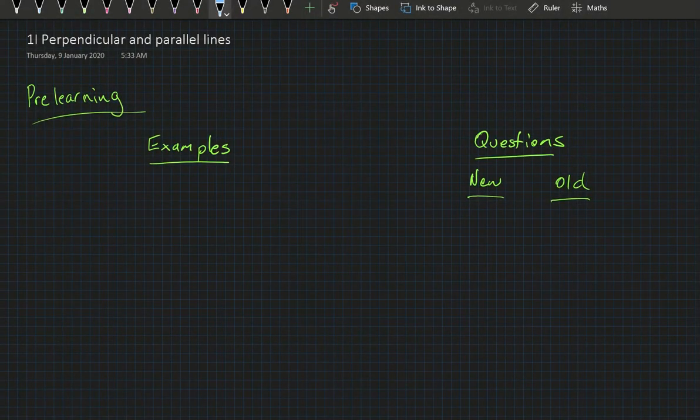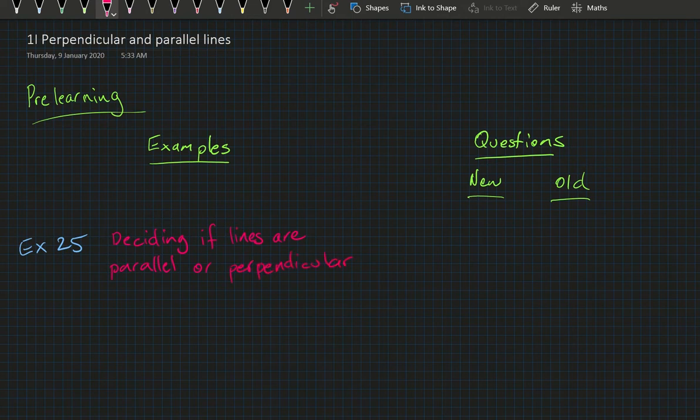Hi class, welcome to exercise 1I, where we're going to learn all about perpendicular and parallel lines. The examples and pre-learning for you in this class are example 25, which is deciding if lines are parallel or perpendicular, and the questions for you regarding this exercise are 1 and 2 in the new book and 4 in the old book. And then we'll look at example 26, where we'll be finding the equation of a parallel or perpendicular line.